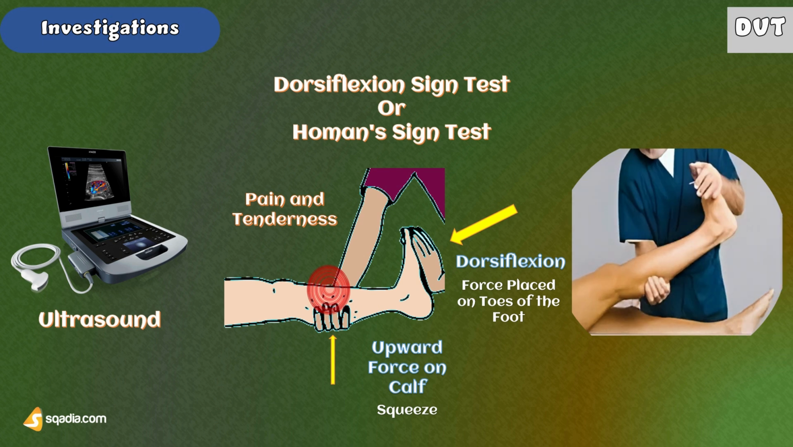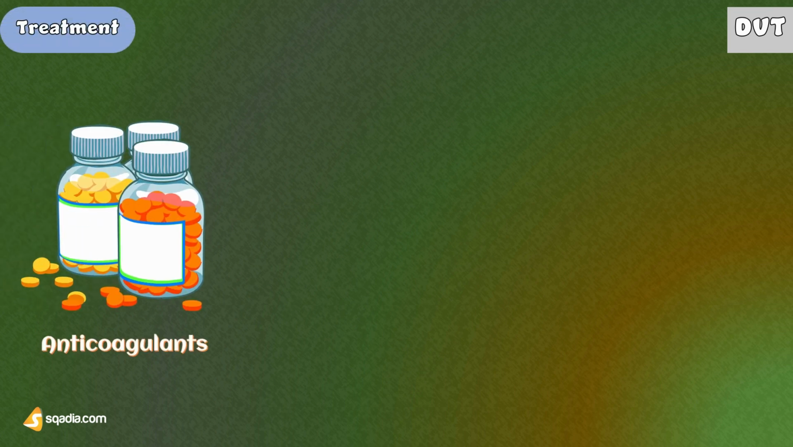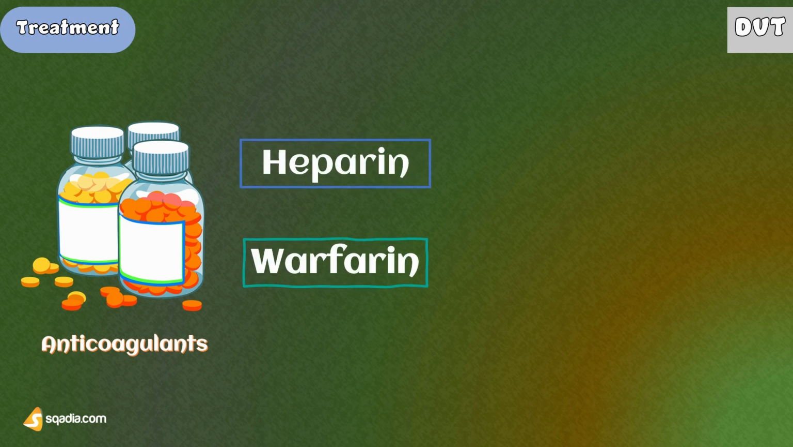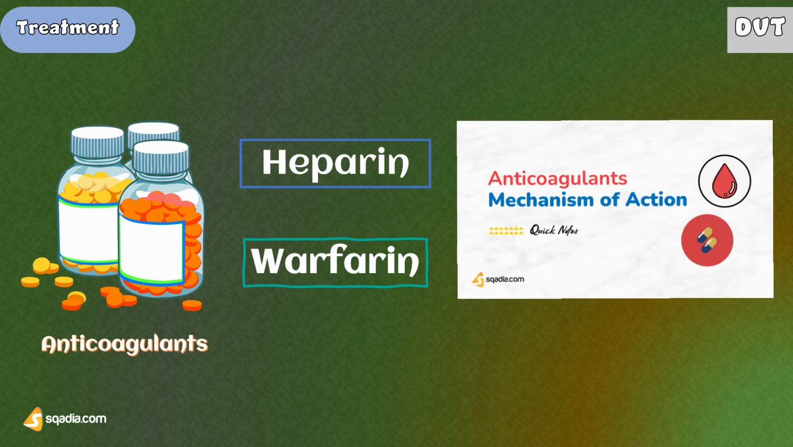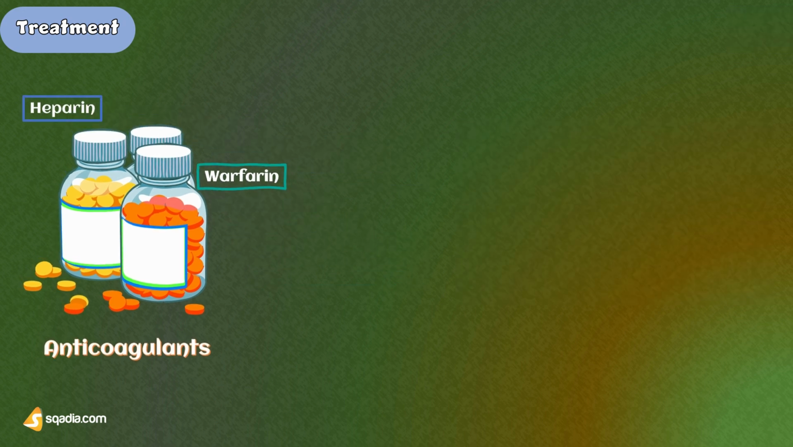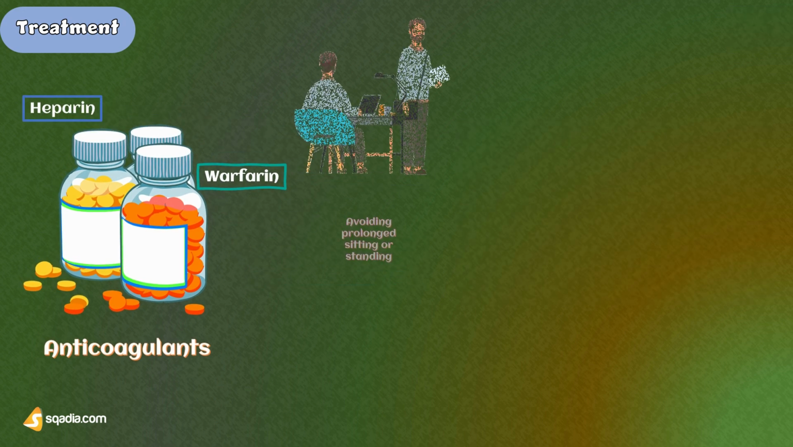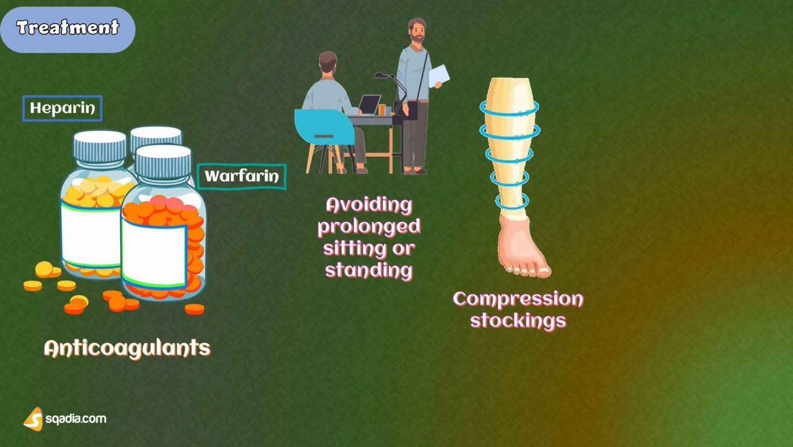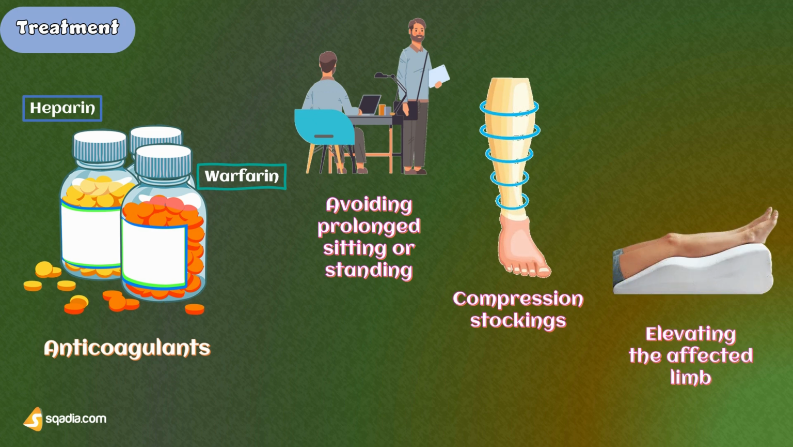Once a DVT is confirmed, appropriate treatment must be initiated promptly. Blood thinning or anticoagulant medications are typically prescribed to prevent the clot from growing or breaking free. As a medical student, it's important to familiarize yourself with the different types of anticoagulants and their mechanisms of action. For that, you can check out our video on anticoagulants, mechanism of action here at sqadia.com. Other than blood thinners, avoiding prolonged sitting or standing, compression stockings, and elevating the affected limb is also recommended by physicians.